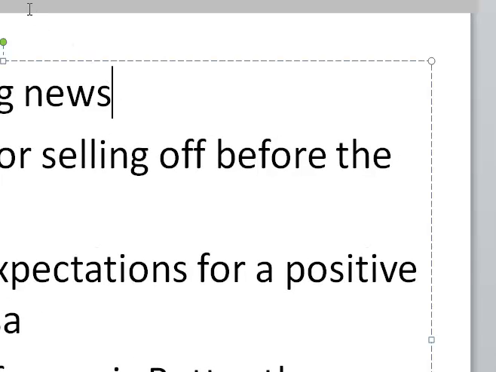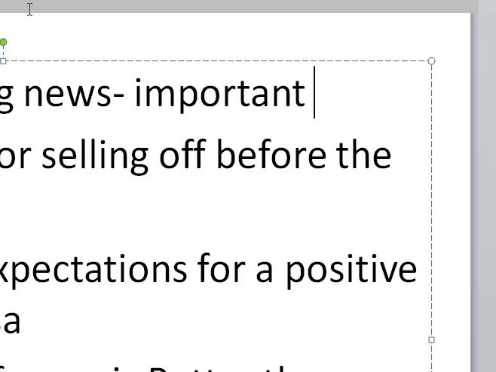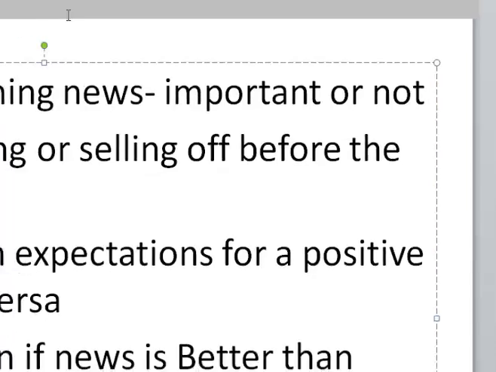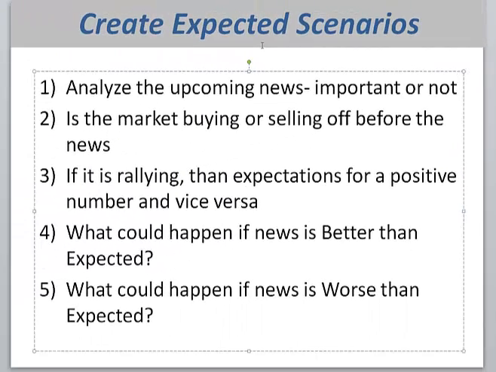Is this important or not? Is it something that's going to move the market or not? If it's not going to move the market, then you don't really want to be trading the news. If it's going to be moving the market, then we have a trade to make.